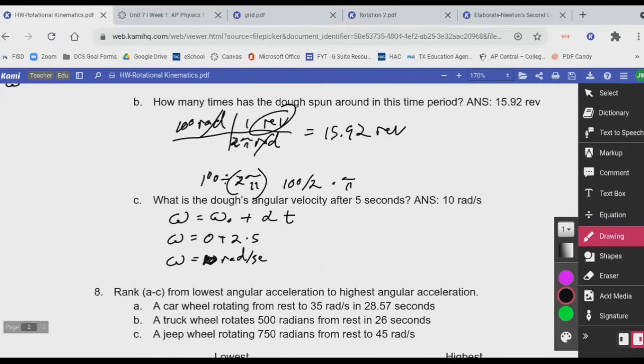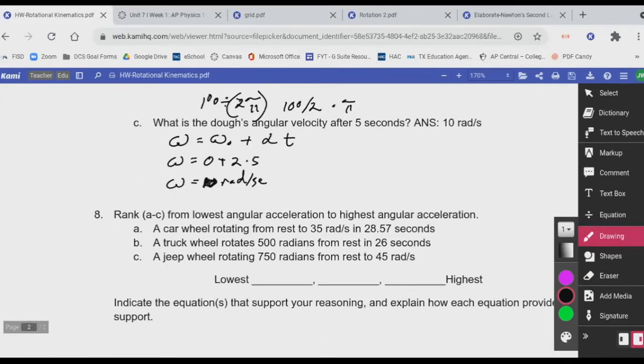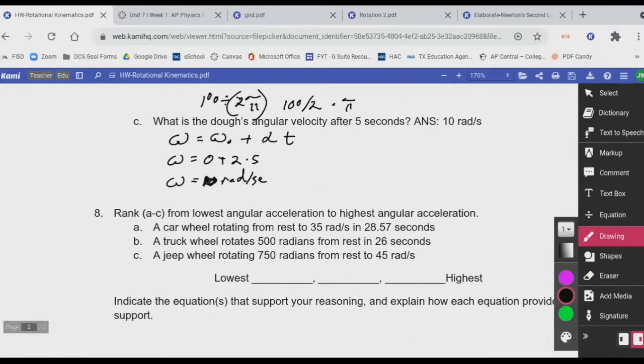Okay, so that was C. Now, there was not a solution for 8, or 8 is not listed for us. I'll give you the lowest to the highest: it was A, C, B. What you need to do is do a kinematic equation for each of those, come up with a solution, and you'll see that they're in that order.